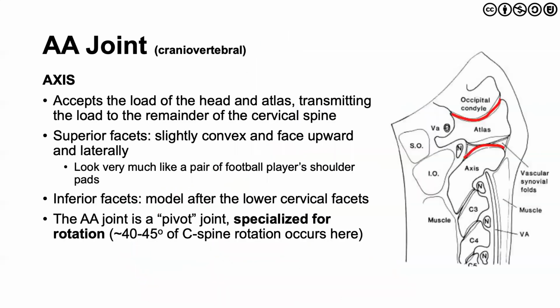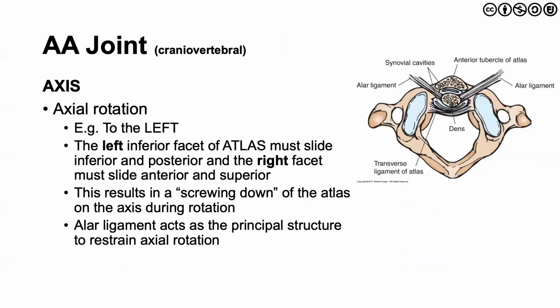For the AA joint, this being the joint between the atlas and the axis, we see that it not only accepts the load of the head and the atlas and transmits that load, but it also is specialized to allow for rotation. All right. And so the AA joint is really a pivot joint, and one of the areas where we see true spin in terms of an arthrokinematic motion. As such, the axis is an area we want to look at just a little bit more.